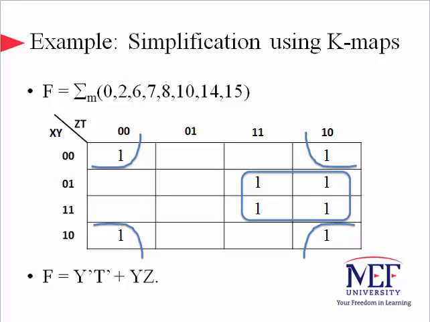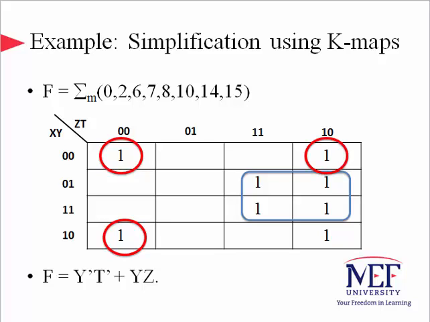Let us go over more examples for four variables. The function under consideration is expressed as the sum of minterms 0, 2, 6, 7, 8, 10, 14, and 15. They are located in designated cells in the Karnaugh map representation as shown. Note here that since the K-map has a torus shape in 3D, the four corner cells, x' y' z' t', x y' z' t', x' y' z t', and x y' z t', are all adjacent.